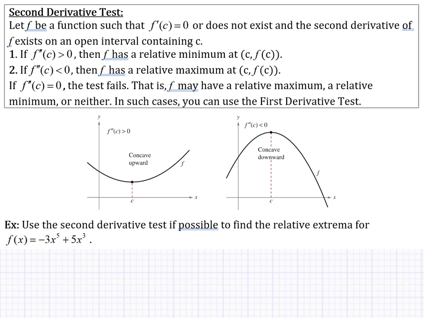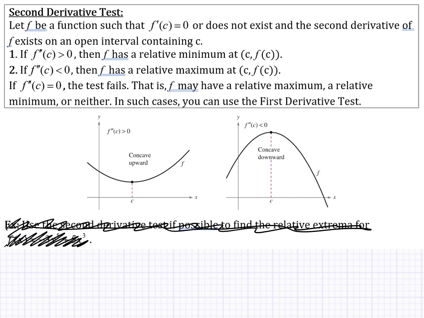Then this brings us to the second derivative test. What we were just doing was not the second derivative test. Ignore this example right here. What we were doing was determining concavity. What the second derivative test talks about is a way to find maximums and minimums using the second derivative.